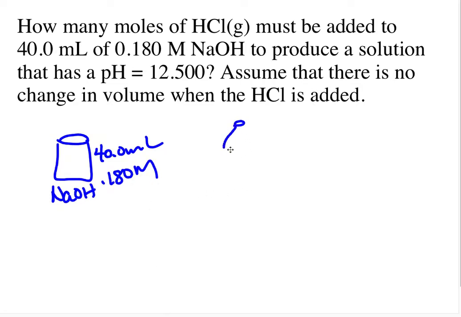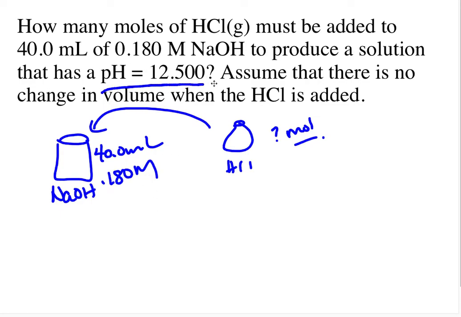We are going to take HCl and add it in here. We don't know the concentration of this. We're looking for the moles. So we can figure out how many moles we need to add in there. And that's part of why the volume is not changing, so we can figure out how many moles are going to be added there. But what we want, this is our key point, is that at the end, we need to have a pH equal to 12.5. Now, 12.5 pH is a base.